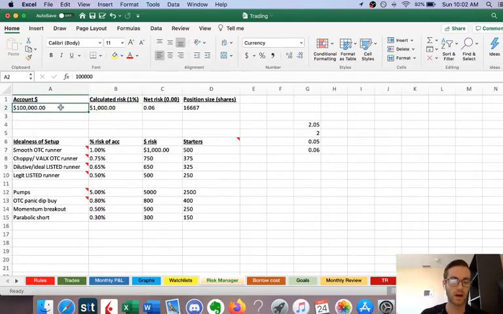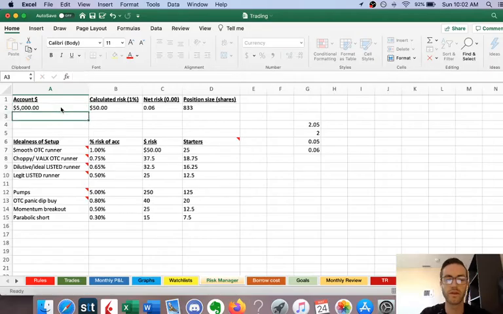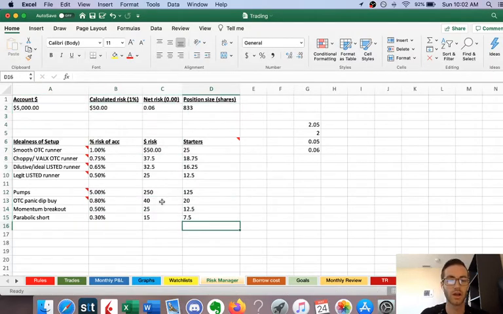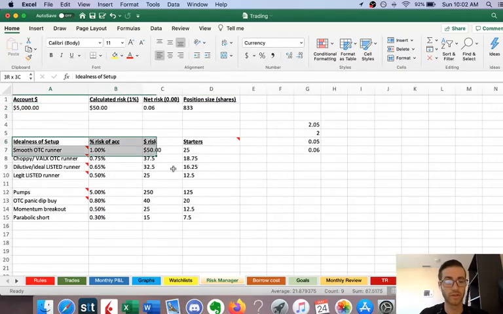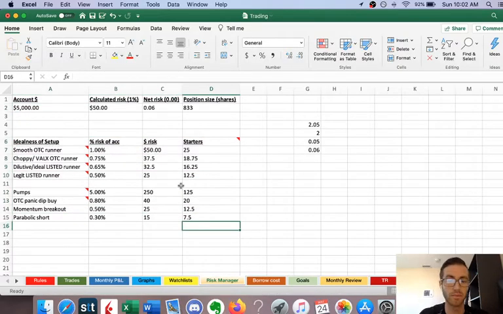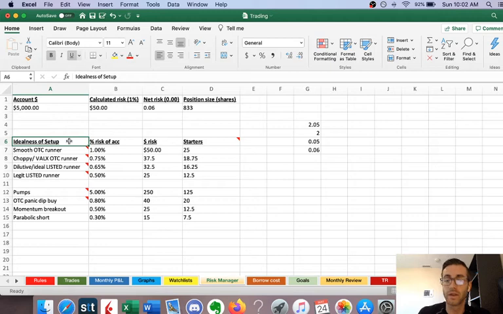So say, for example, I'm going to pick a number that you guys might have, $5,000. If you have a $5,000 account, all these numbers are going to adjust to $5,000. Let me go over this so you can understand and maybe write it down or make it yourself. So, idealness of setup. This doesn't have to be idealness of setup for you. It could just be all your setups, all the setups you want to learn. Maybe you only have two or three. Hopefully you only have two or three. If you're just beginning, you probably should only have one. But again, that's not the point of this video.